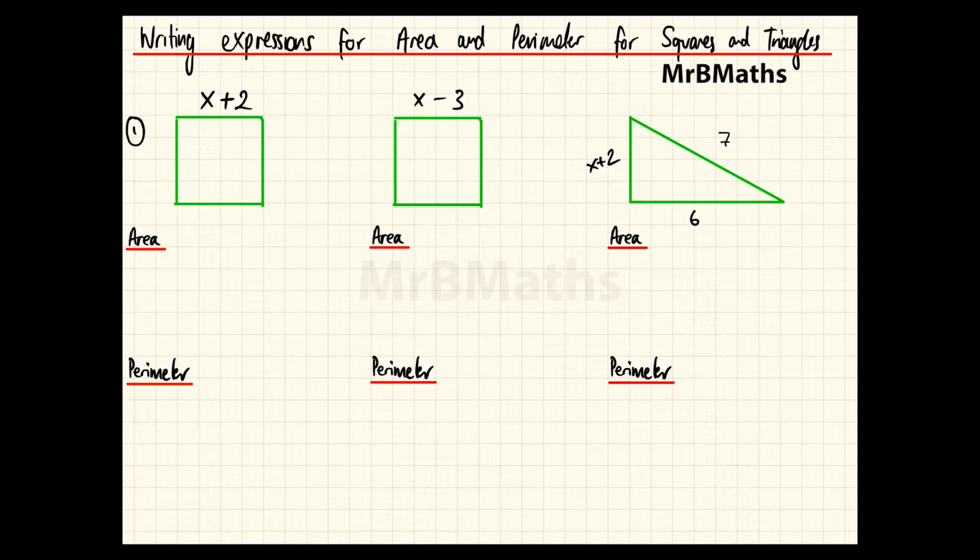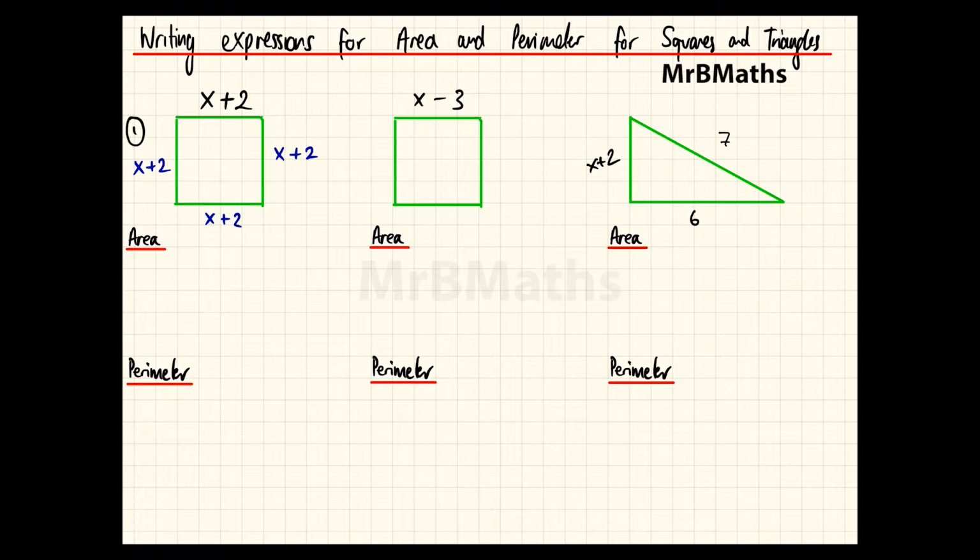In this video we're going to look at writing expressions for area and perimeter for squares and triangles. Okay, so if we look at the first question, we have a square. What we're going to do just quickly is add the values to the other sides. Now obviously the property of a square means all the sides are the same, so let's write x plus 2, x plus 2 and x plus 2 on the last length.